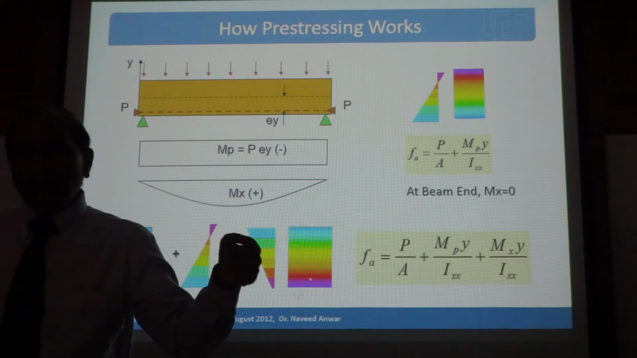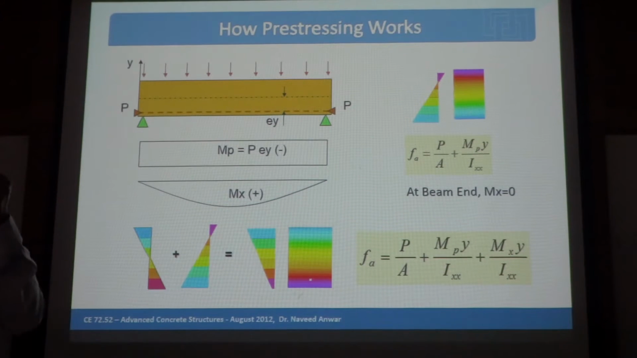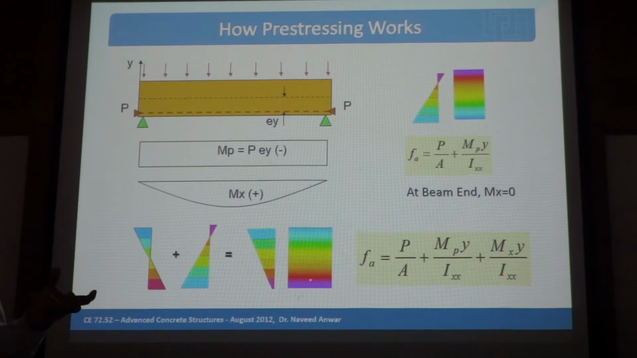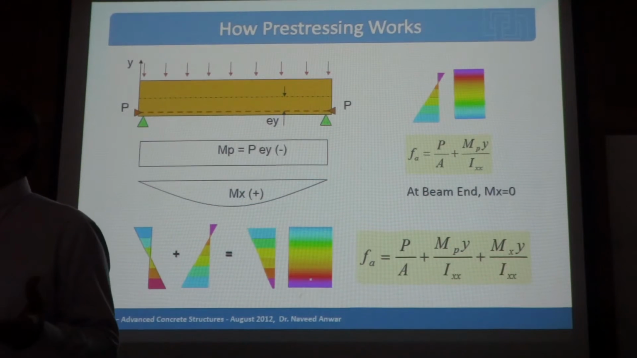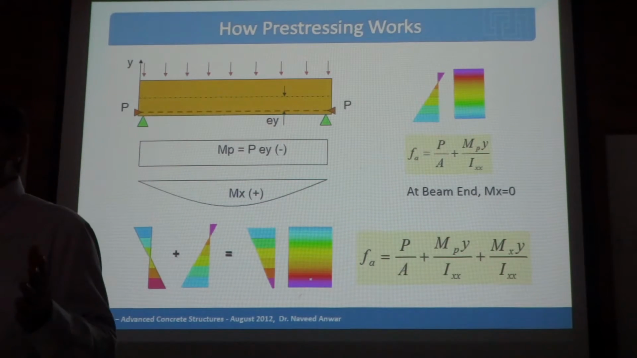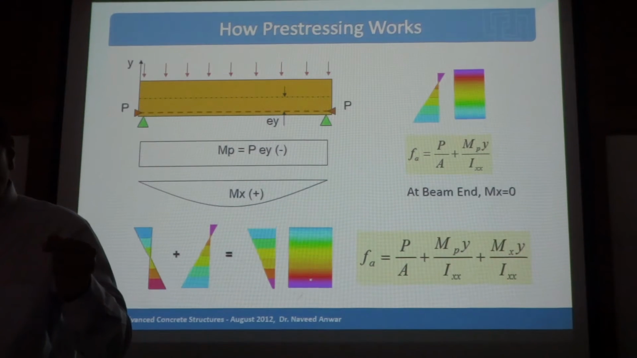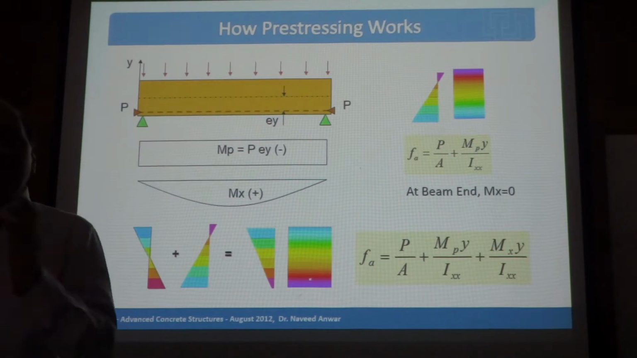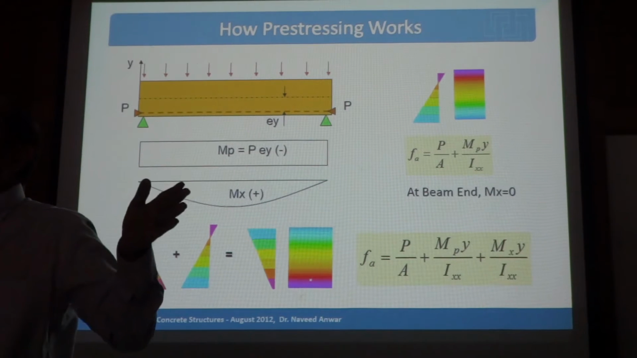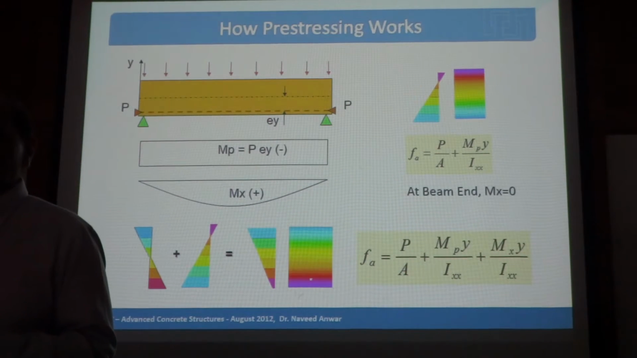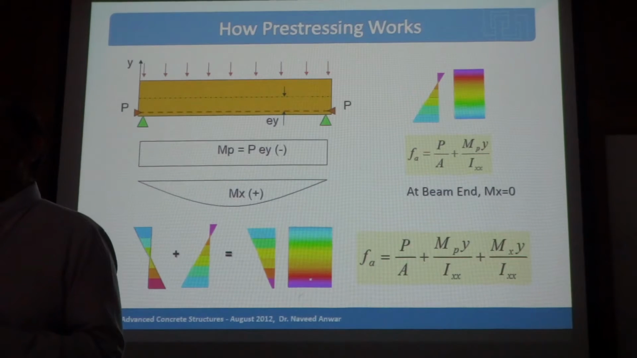So that means putting the strand in the middle was okay, but it was not so good because we were not getting any benefit from the moment, only axial load. We move it down, but the problem is if we move it down, we get the benefit in the middle, we don't get the benefit at the ends. So what do we do?